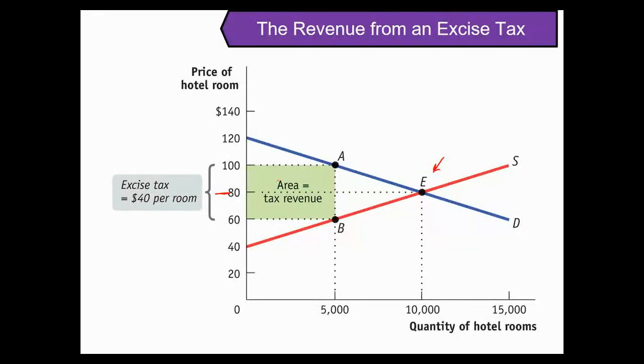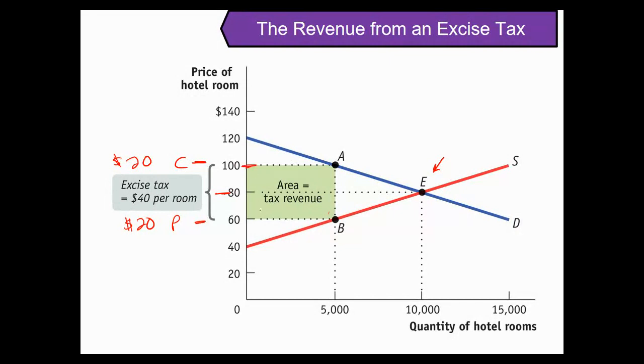So essentially, in this example, the consumer used to pay 80, now they pay 100. So they're burdening $20 of the tax. The producer used to receive 80, now they receive 60, so they too are burdening $20 of that tax. And you can see now this green shaded in area is the tax revenue that the government is collecting.